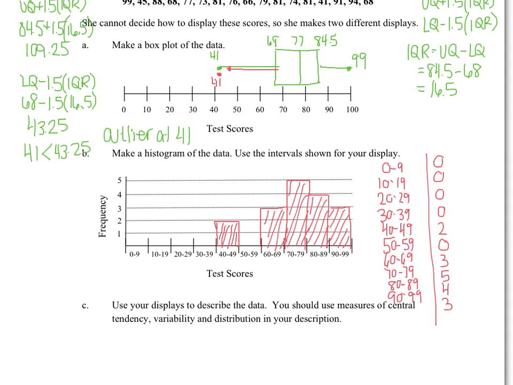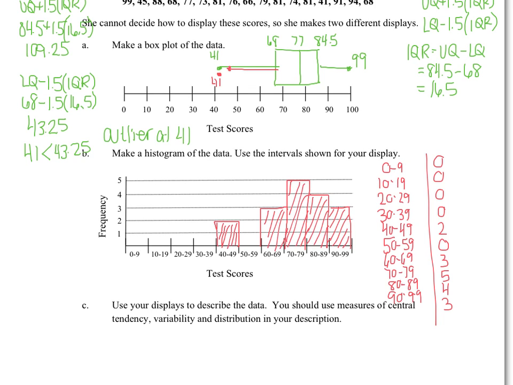My histogram shows me that my data is skewed left because most of my data is here and I have a little bit of a tail on the left-hand side. I can also see that most of my scores were in between 70 and 79. I can see that most of my scores were greater than 60, and I only had 2 scores in between 40 and 49. I can see that the range of my scores is about 60 because they go up to approximately 100 to 40. So 100 minus 40 is 60.